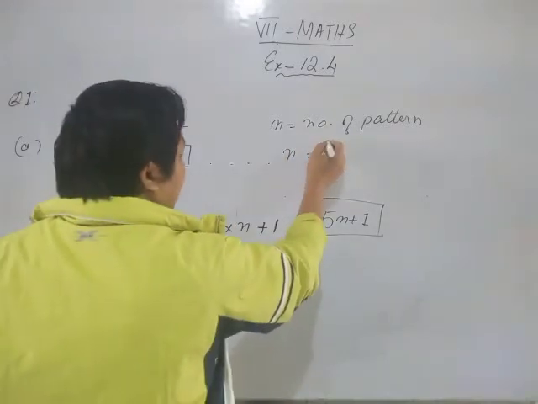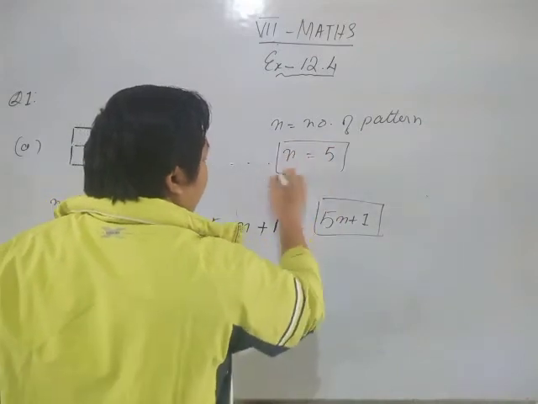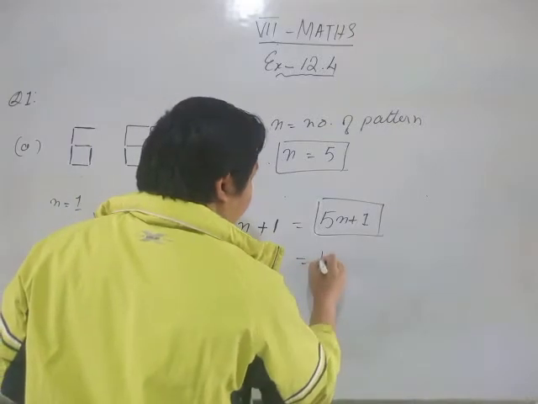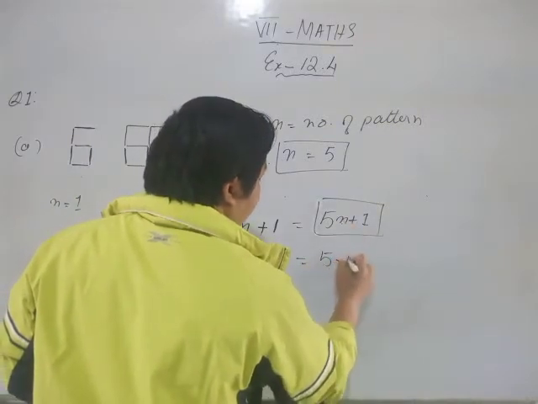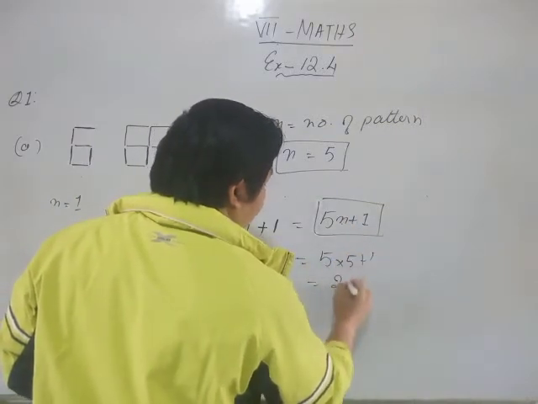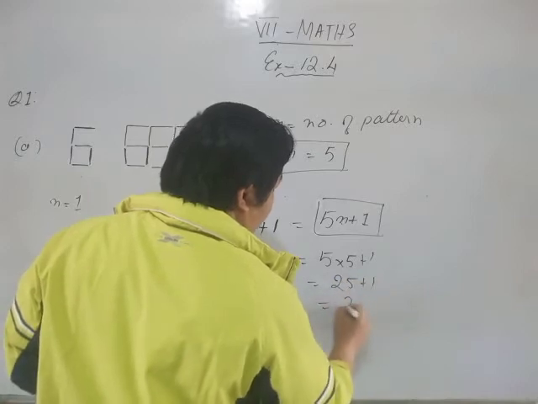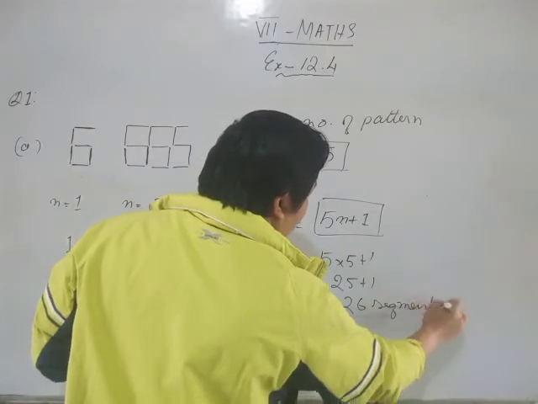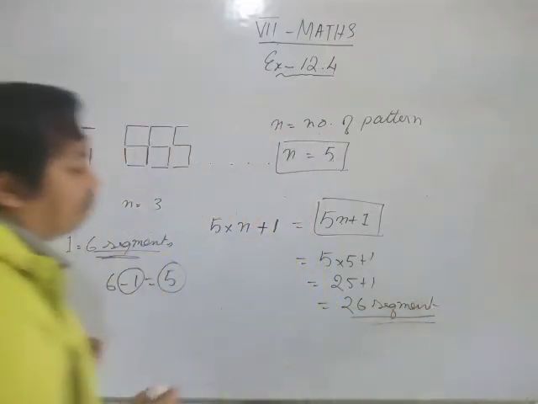So if we are going to find out for 5 patterns, how many segments are required? We can find out that n is equal to 5, so 5 into 5 plus 1, that is 25 plus 1, that is 26 segments. 26 segments are required here, isn't it?